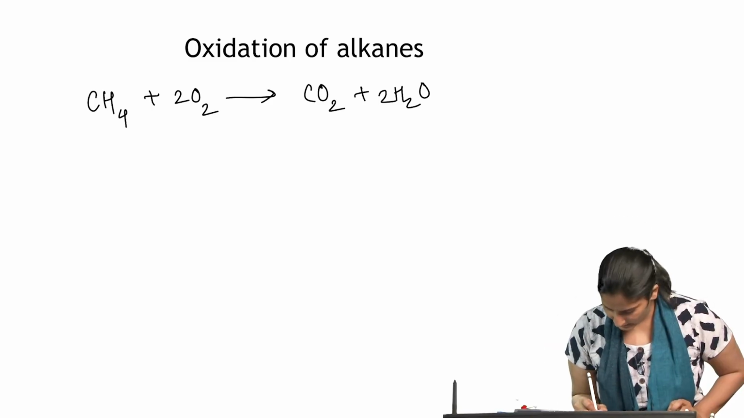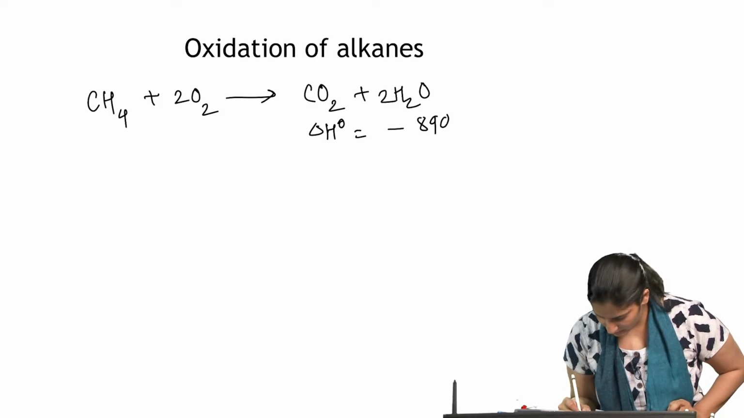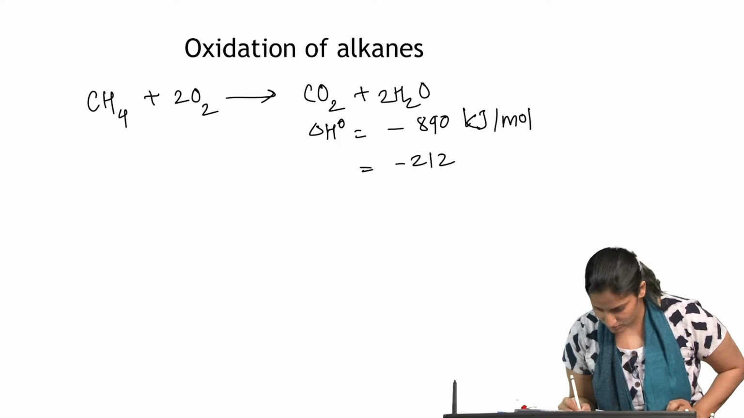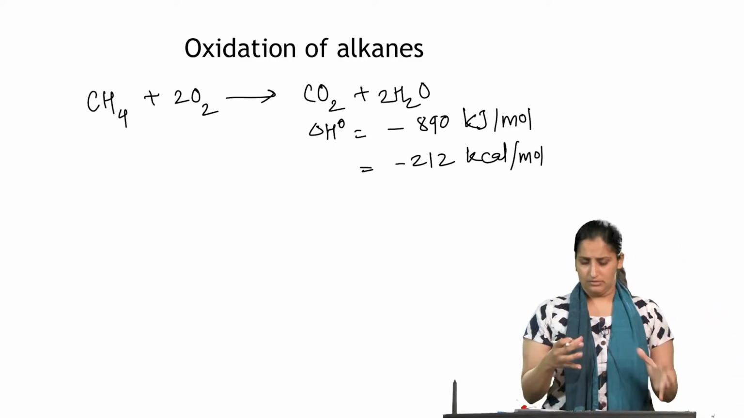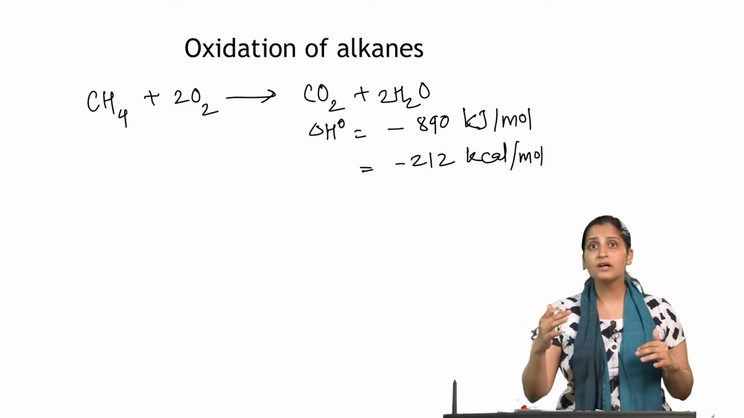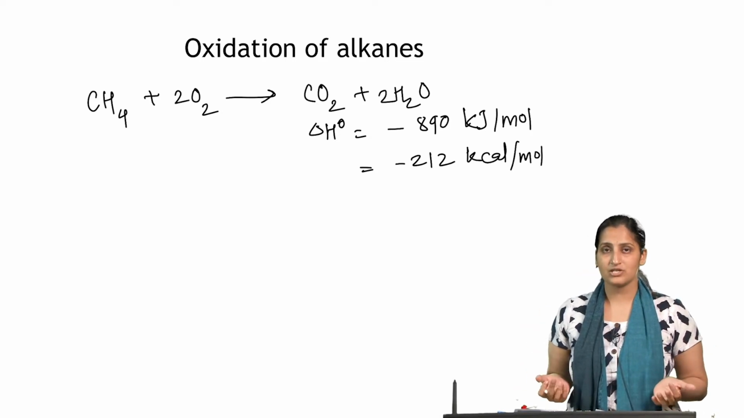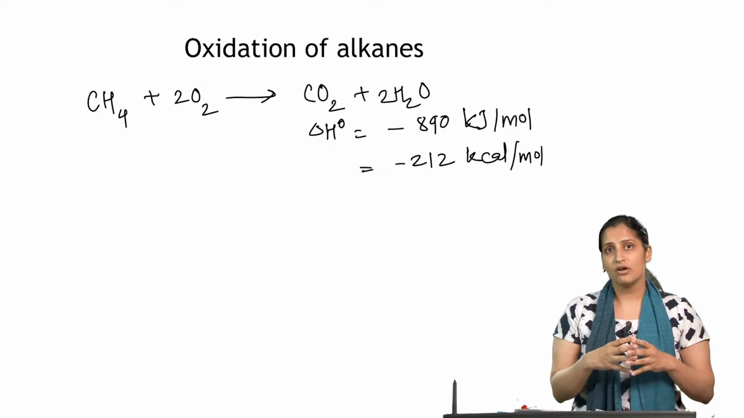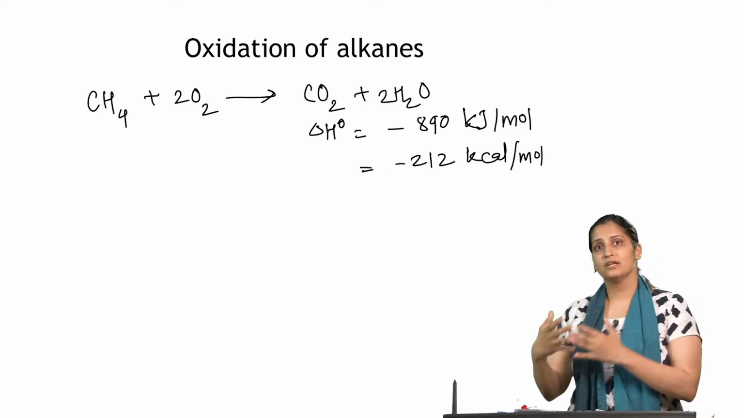So, let me write the delta H0 of this reaction. This is around minus 890 kilojoules per mole, as I said, or if you want to talk in terms of kilocalories, it is minus 212 kilocalories per mole, right. And if you really see in this particular reaction, the energy of the reactants is lower than that of the products. So, what happens is that you end up releasing energy as this particular reaction happens. That is why oxidation of alkanes using oxygen is one of the most economically important reactions, wherein you release energy as this reaction happens.